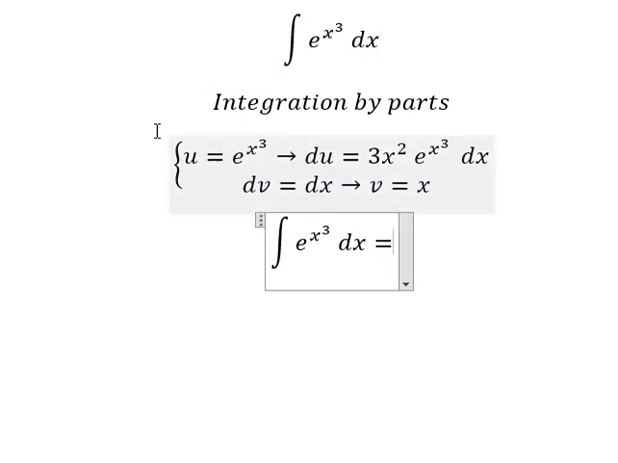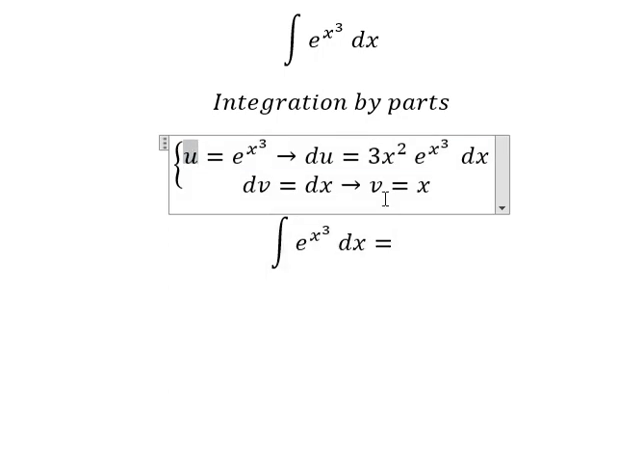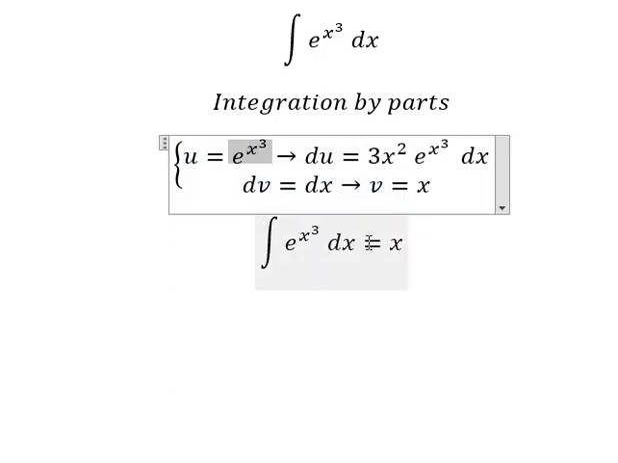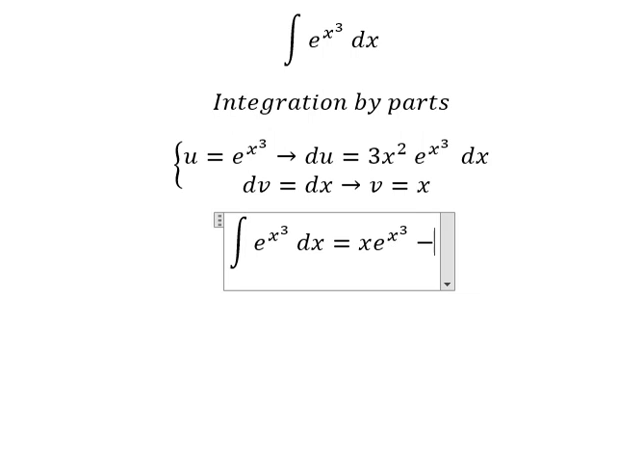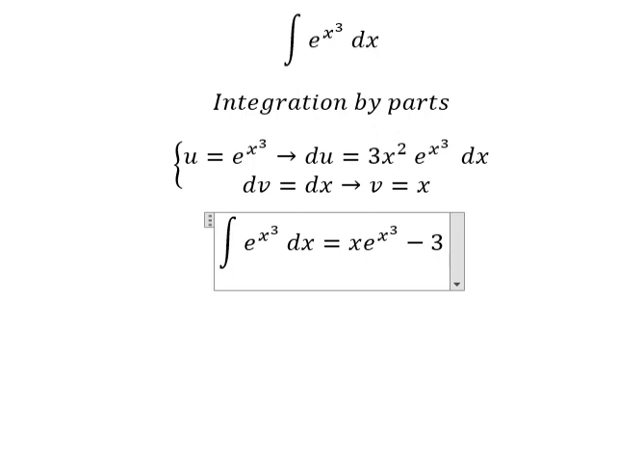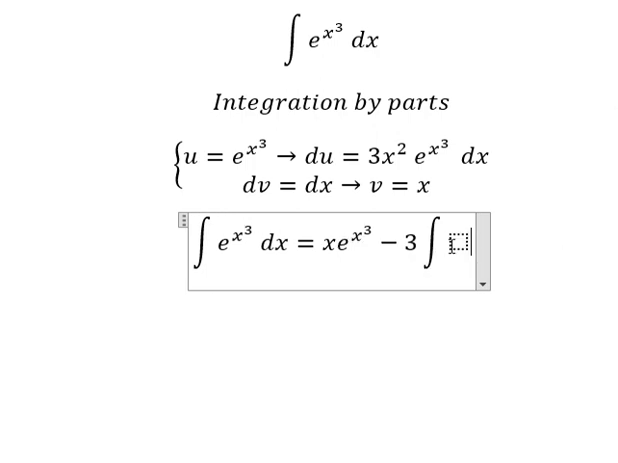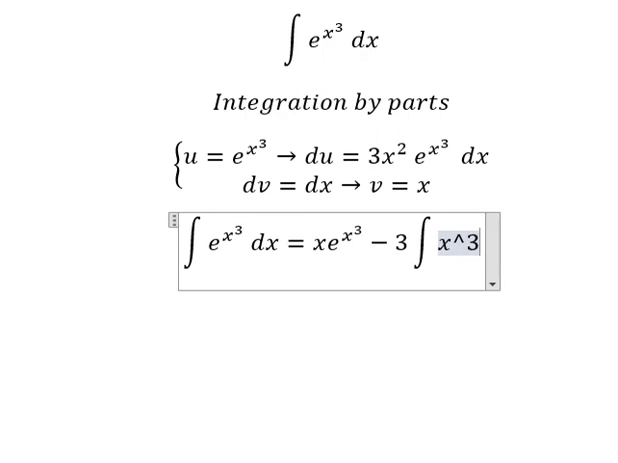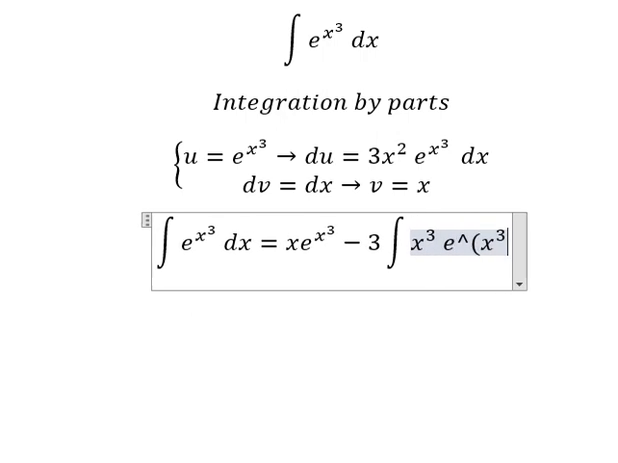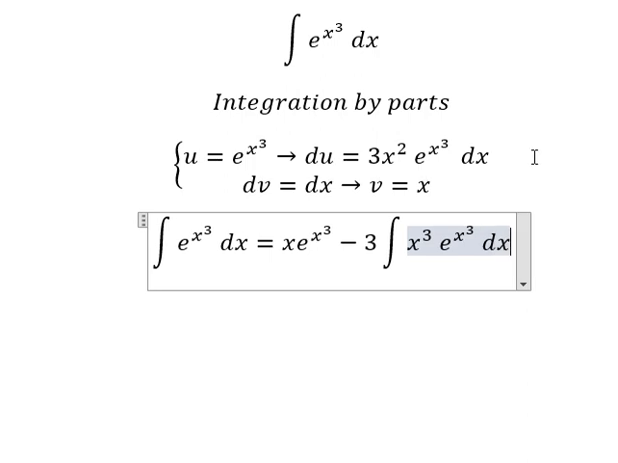Next we have u multiplied by v, minus we have du multiplied by v, so we have number 3, and now we have the integration of x to the power of 3 e to the power of x to the power of 3 dx.